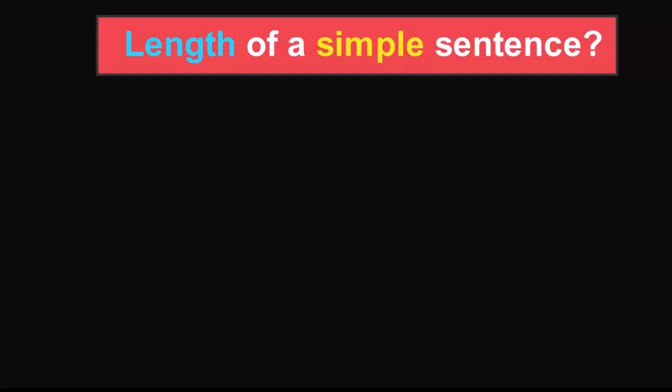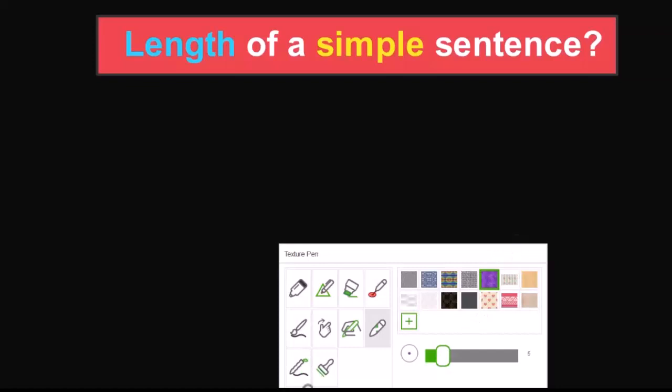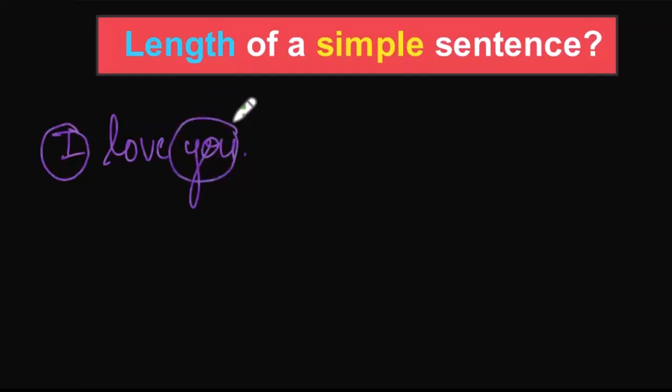So let me give you an example and let's change the color of the pen as well, right? Change for good. I love you. So this is a very simple sentence. It's a simple sentence with just three words in it. I love you. Now, I can make it lengthy by changing this subject into a phrase, and I can also do the same with this word you as well. So let's do it together.